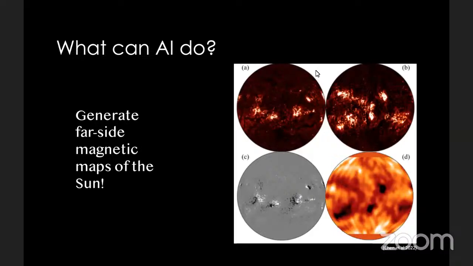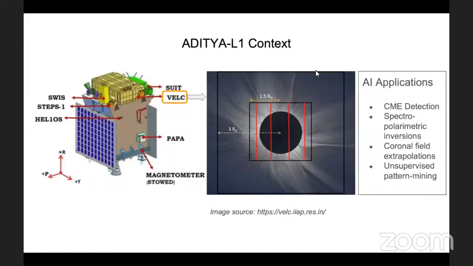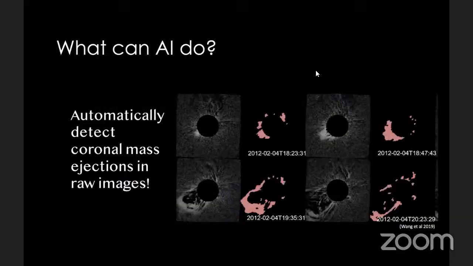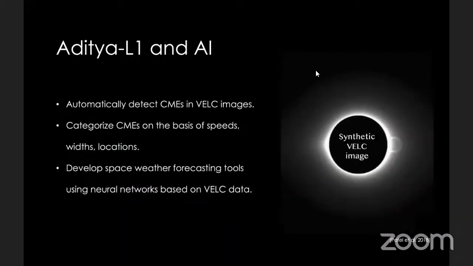There is also the far side magnetic map. As I said, we only see the front side. We don't know what is happening on the far side. But there are opportunities with the machine to be able to do that. I think I will slowly wrap up, I'm running a little bit out of time.